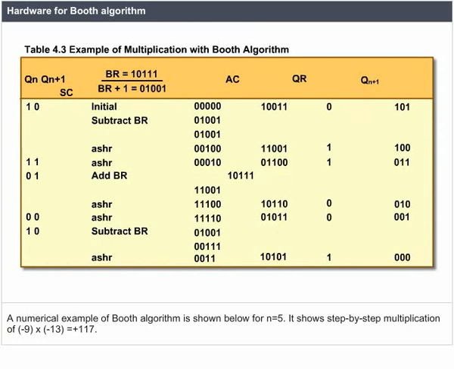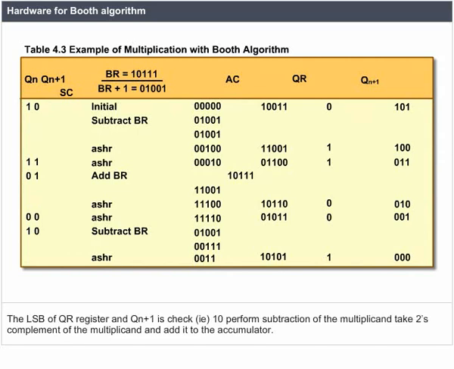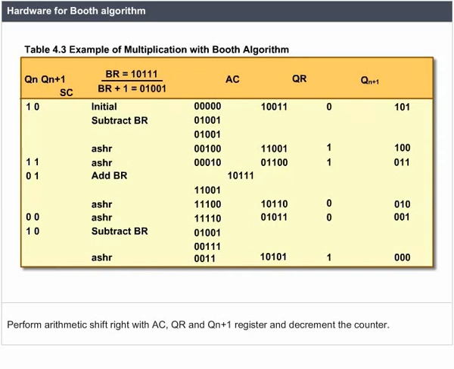It shows step-by-step multiplication of -9 into -13, which equals +117. In the above table, the QR register is set to 10011 and QN+1 is cleared to 0. The LSB of the QR register and QN+1 is checked. That is, 10 performs subtraction of the multiplicand: take the 2's complement of the multiplicand and add it to the accumulator. Perform arithmetic shift right with the AC, QR and QN+1 registers and decrement the counter.